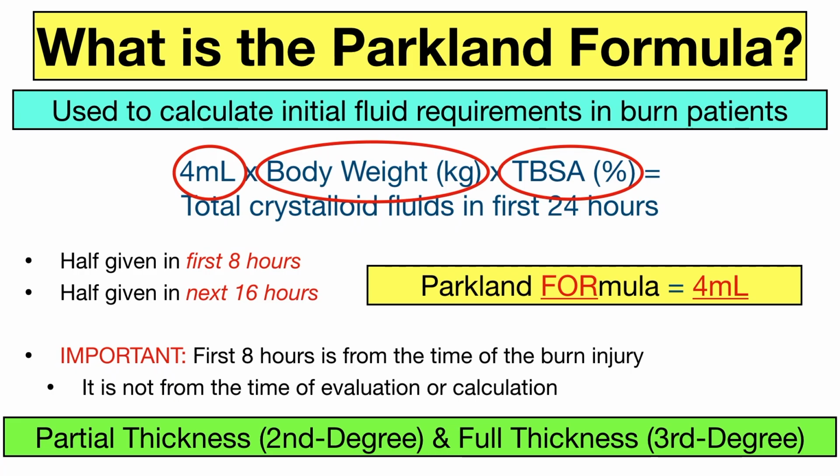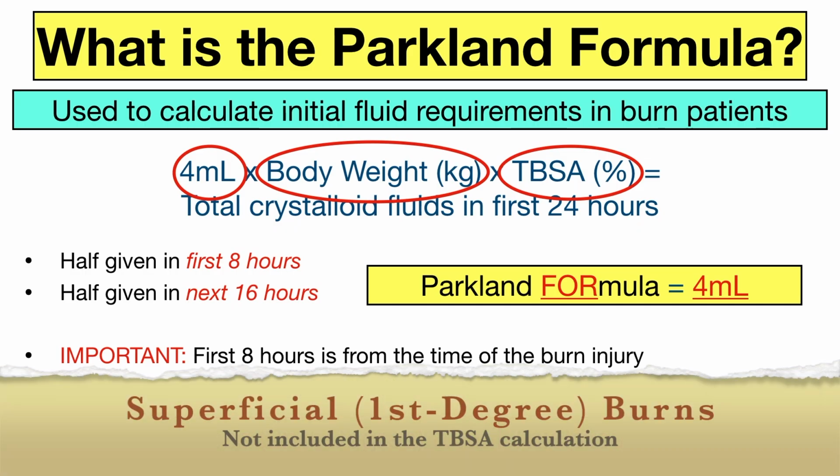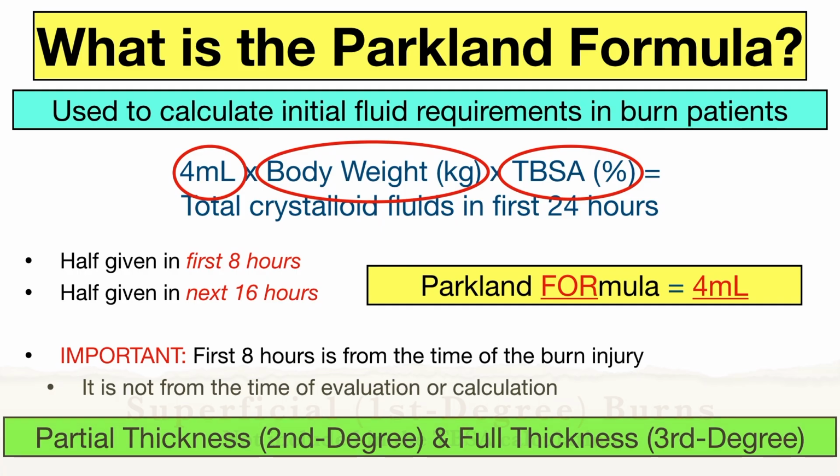Only areas affected by partial thickness and full thickness burns, which are second-degree burns and higher, are counted toward the total body surface area calculation. Superficial or first-degree burns are not included in the calculation. Determining the total body surface area percentage will require calculating, and there are a few different methods for doing this, so let's take a look at them.